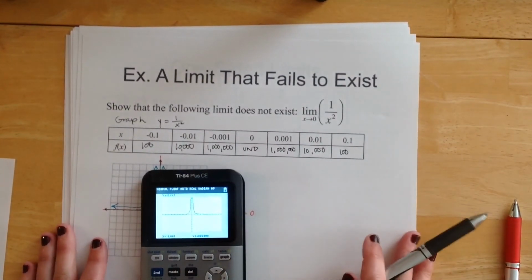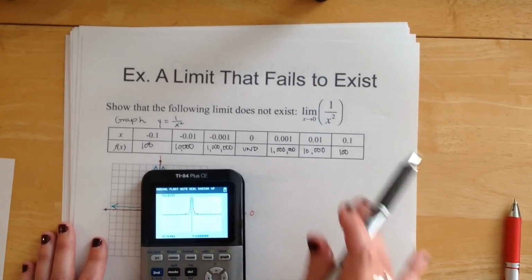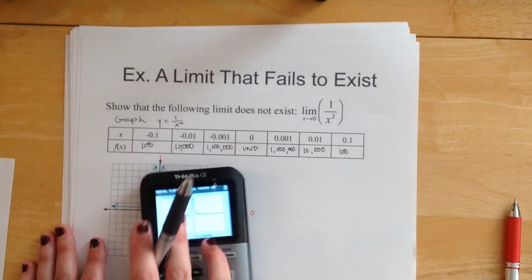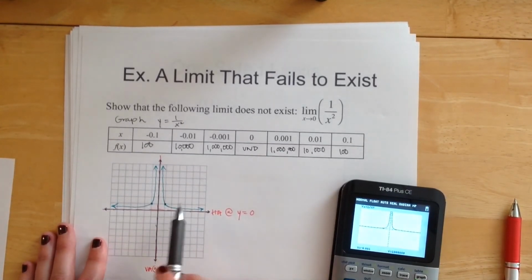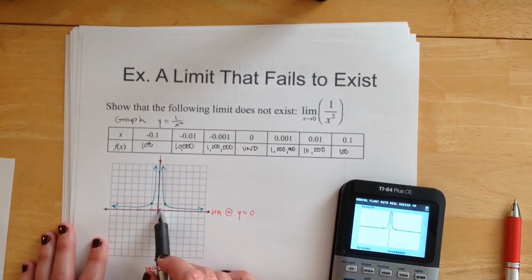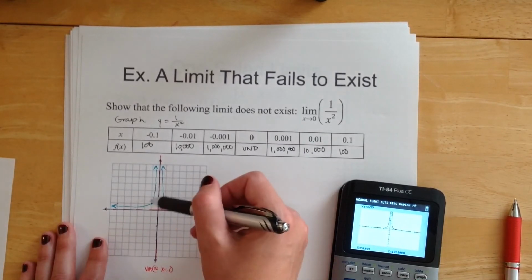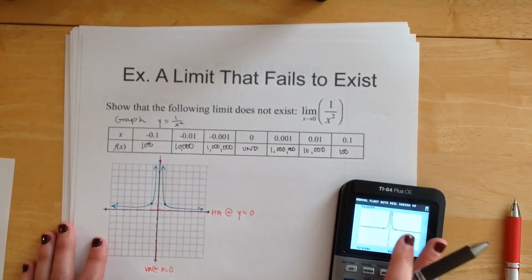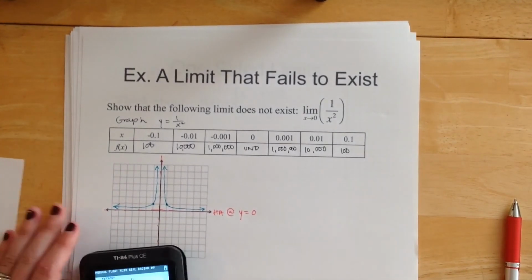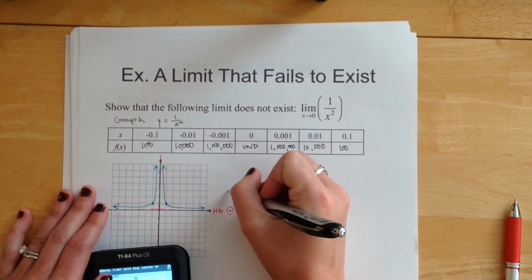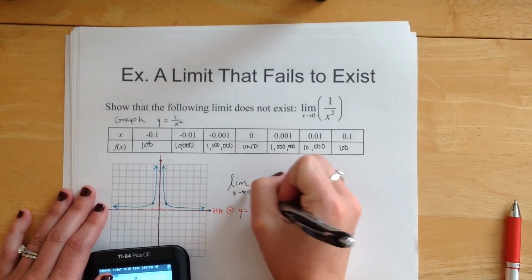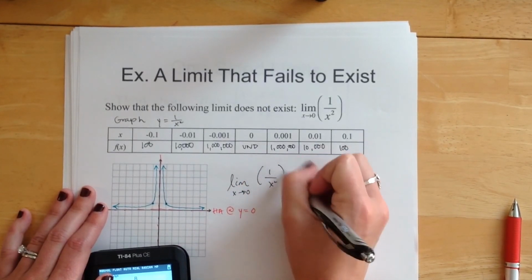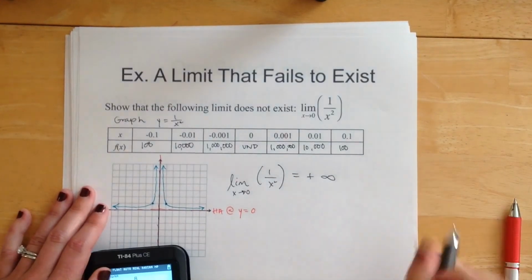Now on the table, we can't necessarily tell whether or not they're going to continue to increase without bound. But on the graph, we definitely can. So we can see on the graph, as x gets closer and closer to 0 from the left and the right-hand sides, our y values are increasing without bound towards positive infinity. Now because positive infinity is not a finite value, the limit technically fails to exist. However, to describe the behavior of the function, we say that the limit as x approaches 0 of 1 over x squared is equal to positive infinity.